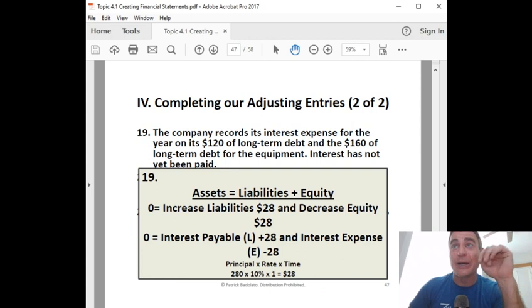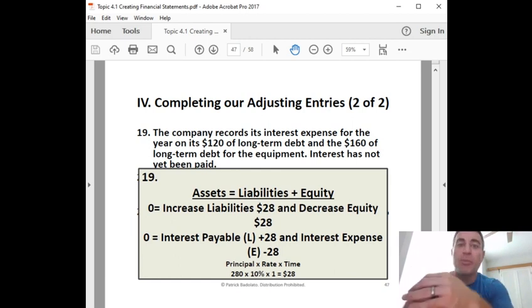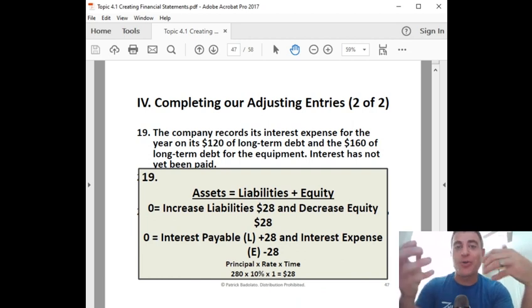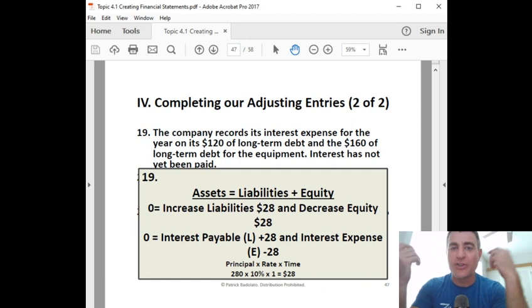So let's jump into 19 here. What do we have? We recorded our interest expense for the year on the $120 of long-term debt and the $160 of long-term debt for the equipment. Interest has not yet been paid, but this is a core idea of accrual accounting. Even though we haven't paid the interest, we have to reflect the business or economic reality that's been incurred. So first, I'll talk about where I got this from. My total principal outstanding is 280. 280 times 10%, I kept my math simple, times 1 for 1 year, gives me $28 of interest expense incurred because I borrowed $280 across these two things. I kept the interest rate the same to keep this simple. You could do 2 separate calculations here if you wanted to. And that's going to lead to $28 of interest expense.